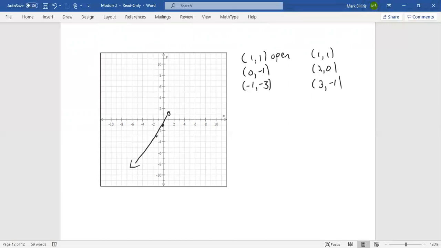Next, I come to the second one, which is 1, 1, and it's included. So this part that was open now will become closed because it's included in the second one. Then I go to 2, 0, and then 3, -1. And again, my graph would continue on forever.